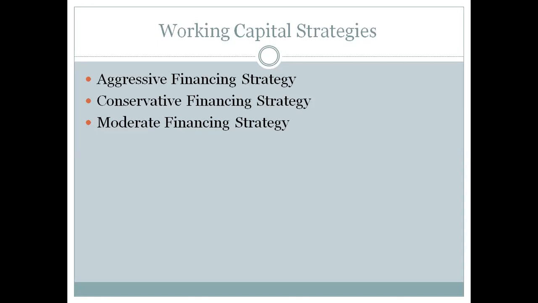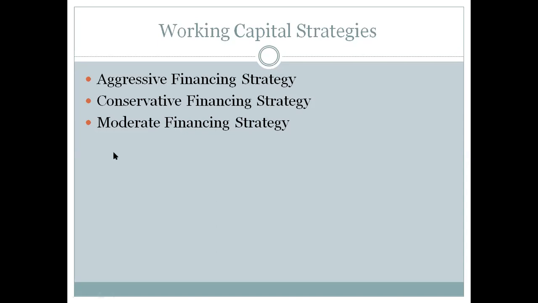So according to the aggressive approach, the firm relies more on short-term sources for permanent as well as seasonal requirements, and less on long-term sources. This kind of situation is basically known as the aggressive financing approach. In this approach, they have less liquidity and more profitability.